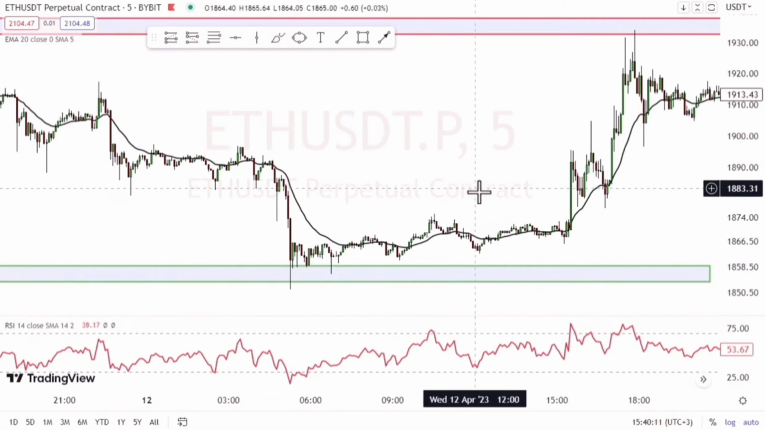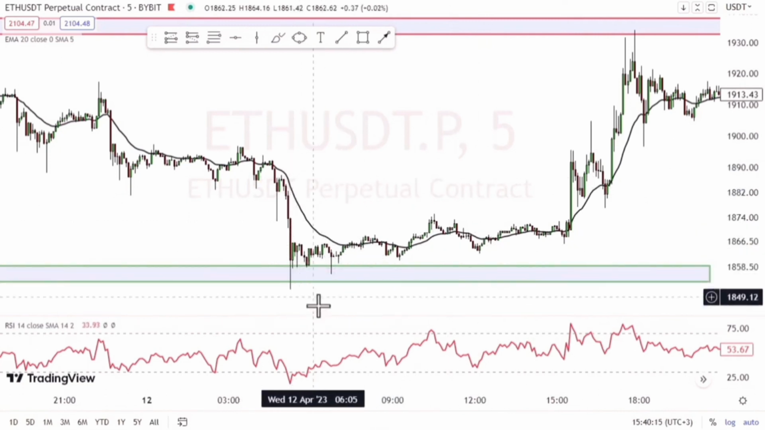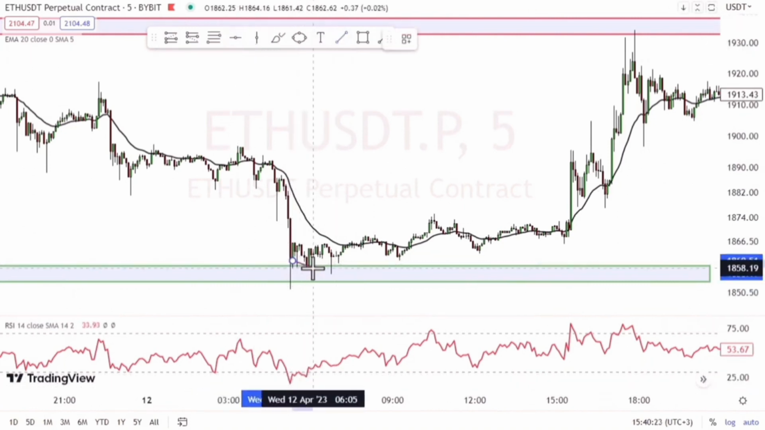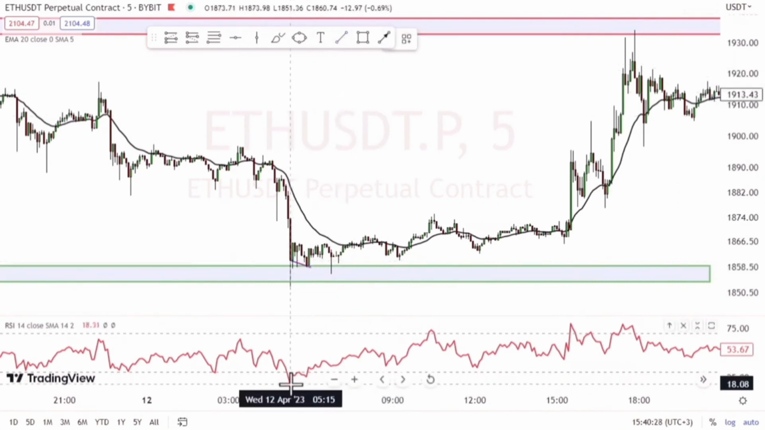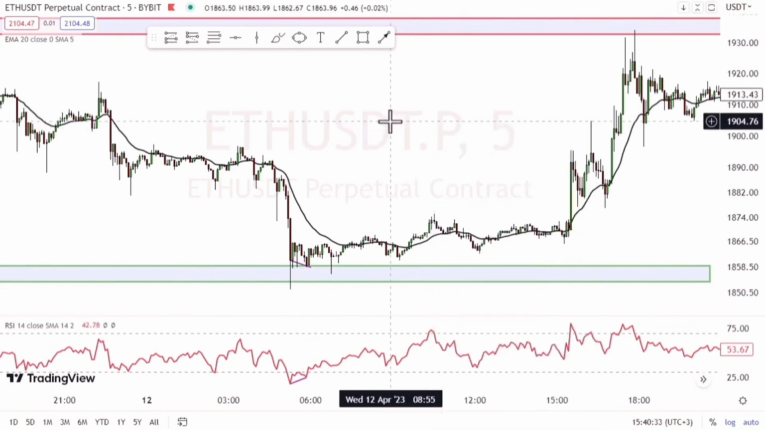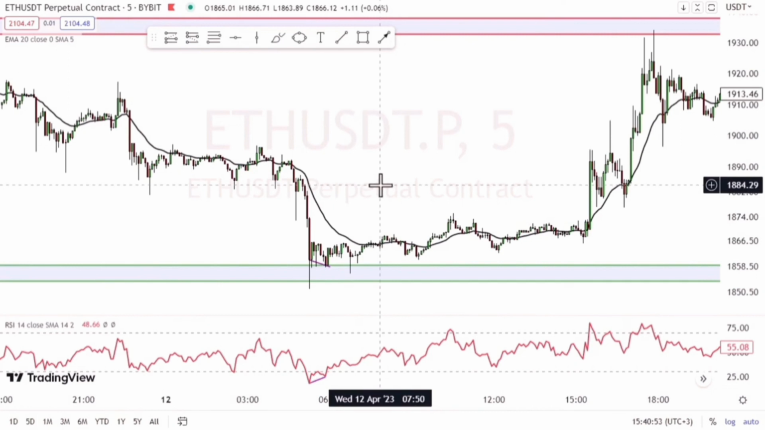So I just wait to see a divergence like here. The price had a lower low here, but I have a divergence in the RSI. Let me make it more visible like this. I have a lower low in the price, but a higher low in the RSI, and it's on a key level, on the support area. Then what else must I look for? I must look for more confirmation. So I can see one beautiful engulfing.